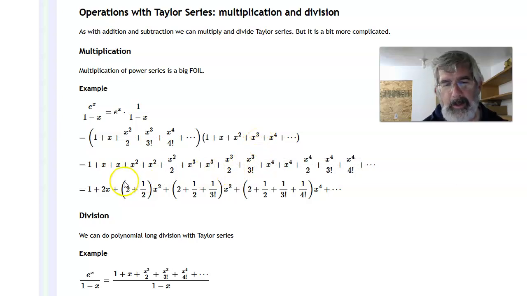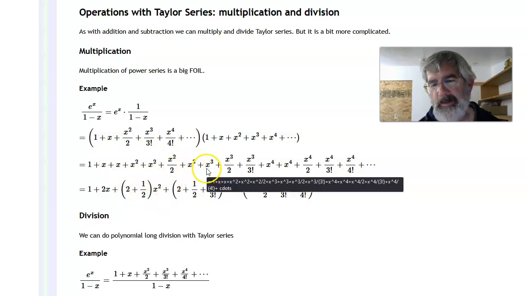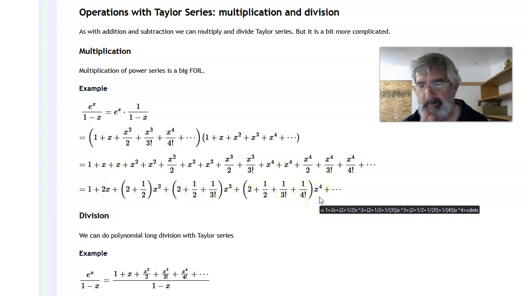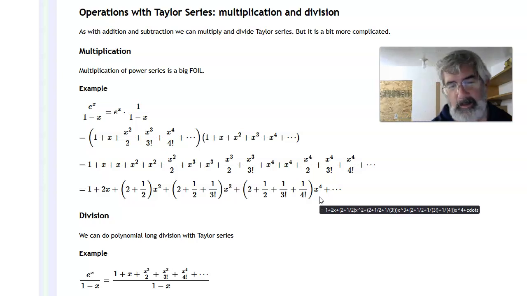Right? So anyway, collecting like terms now. The x plus x is 2x. The x squared plus x squared plus a half x squared is 2 plus a half x squared. And the x cubed is there's 2x cubes and a half x cubed and 1 over 3 factorial x cubed. So those all get added together times x cubed, and likewise x to the fourth. It's not difficult to do, it's just long, right? It's just a long process for multiplying Taylor series together.